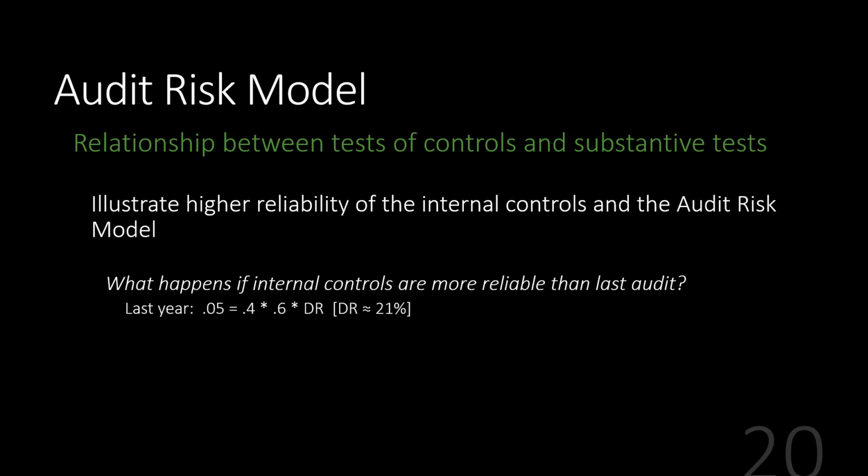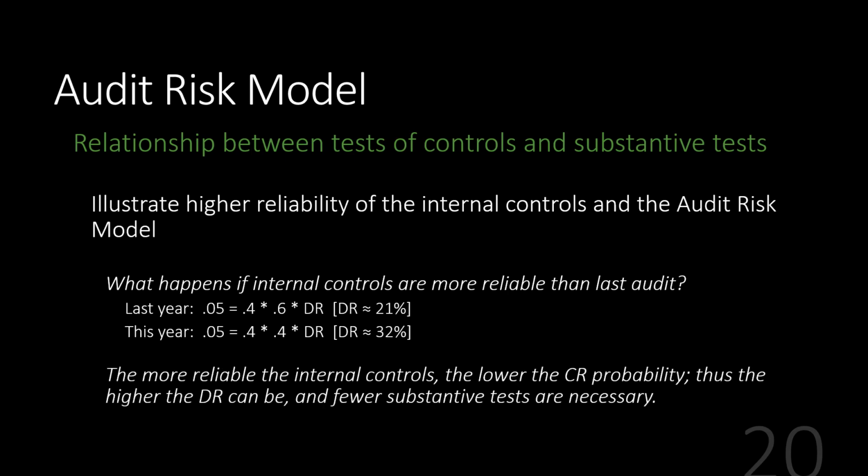So you remember last year we had a control risk of 0.6 or 60%, which led to our detection risk needing to be at around 21%. So let's say this year they have been able to improve their internal controls, and in our review we decide there's only a 40% risk now. 40% control risk. And that allows us to float the detection risk up a little bit more, to about 32%, which means we have to perform fewer substantive procedures, which are the labor-intensive procedures that are performed as part of the financial statement audit.